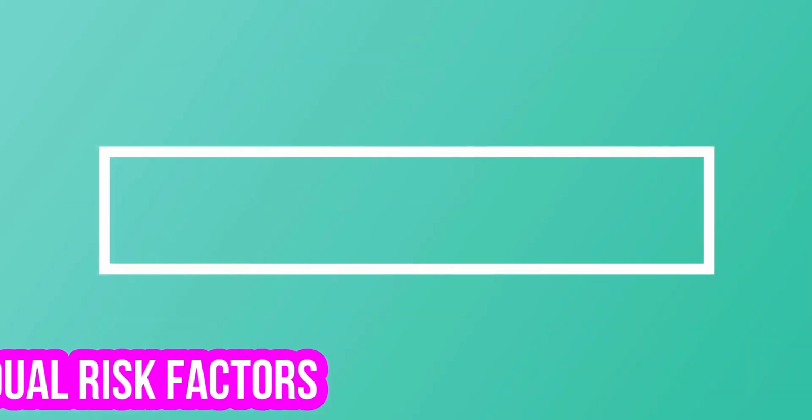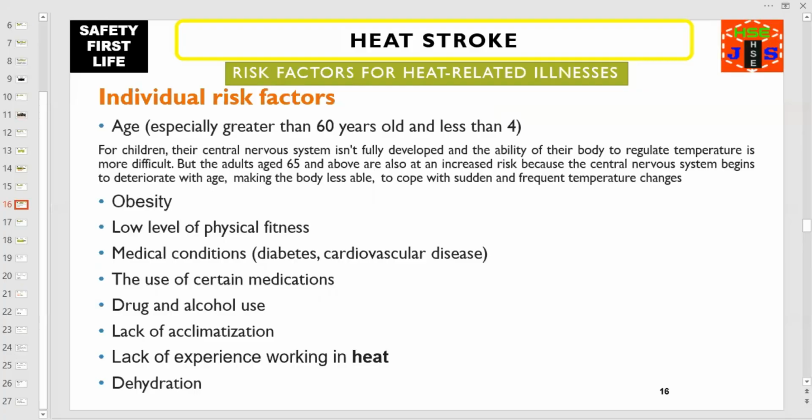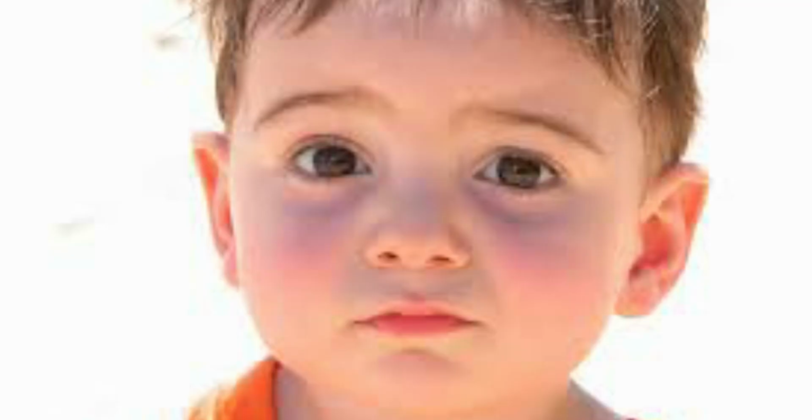Another important point is individual risk factors. In the individual risk factors, number one factor is age, especially greater than 60 years and less than 4 years. For children less than 4 years, their central nervous system is not fully developed, and the ability of their body to regulate temperature is more difficult.